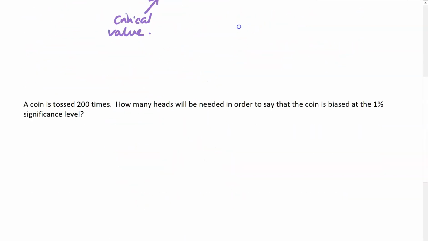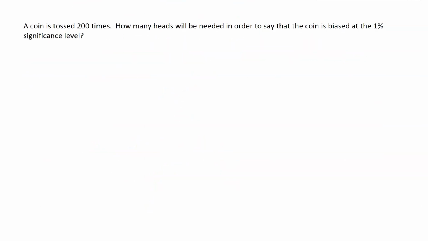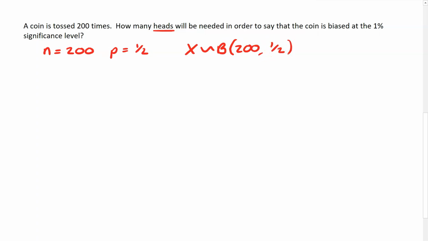We've got a couple of examples for you. So the first one, a coin is tossed 200 times. So we know that n is 200 in our binomial distribution. It's a coin, so the probability of landing on heads is half. So our distribution, X is distributed binomially with 200 trials and a probability of a half. How many heads will be needed in order to say that the coin is biased at the 1% significance level?